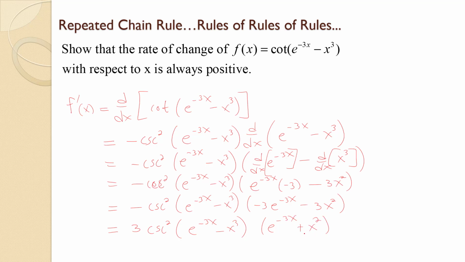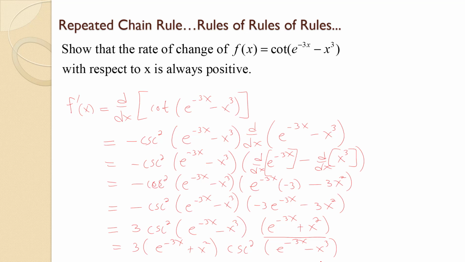And you wouldn't write it that way. You would put this factor first in this particular product. So you'd have the constant and then the e to the negative 3x plus your x squared, then times your cosecant squared of e to the negative 3x minus x cubed.